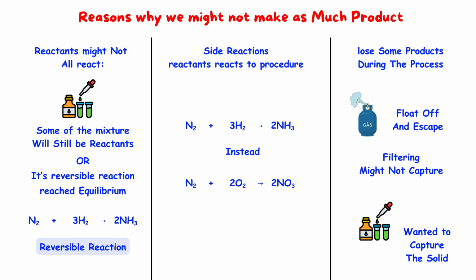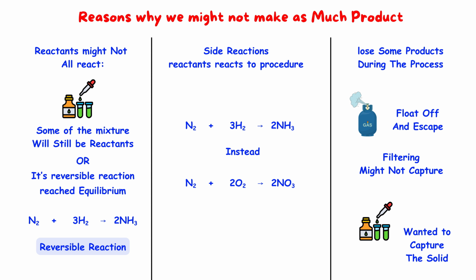For example, when using a funnel and filter paper to separate a solid from a liquid, it is difficult to collect every last drop of the liquid. Some of it might remain in the funnel, in the test tube, or be absorbed by the paper. Similarly, if we are collecting a solid, we might not scrape off every particle from the filter paper, and some product would be left behind, reducing the amount we collect.